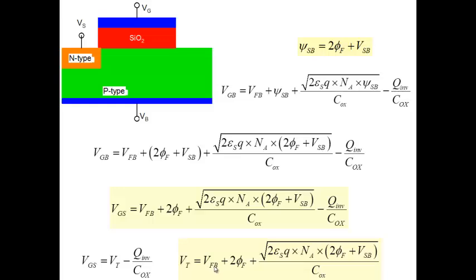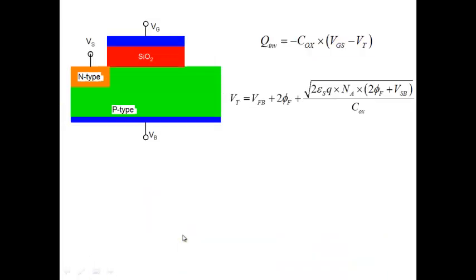VT is equal to V flat band plus 2 phi F plus square root 2 ES QNA 2 phi F plus VSB by C oxide. And we obtain an expression for this one here. So Q inversion in a 3-terminal capacitive structure like this is minus C ox, VGS minus VT. VT is given by VFB plus 2 phi F plus this term.